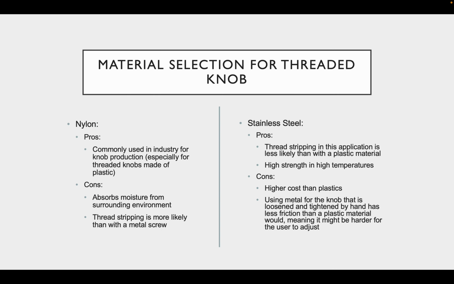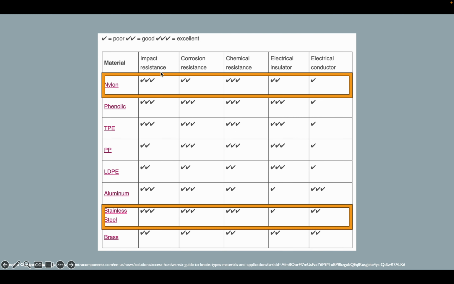For the material selection for the threaded knob, you can use nylon or stainless steel. I leaned more towards stainless steel with the model I created because thread stripping in this application is less likely than with a plastic material, but it has a higher cost than plastic. According to this chart, they both have high impact resistance, so they're both positive materials to use for a knob, according to my research. So they are both good options, but because of the potential of the threads being stripped, I chose stainless steel as my material.